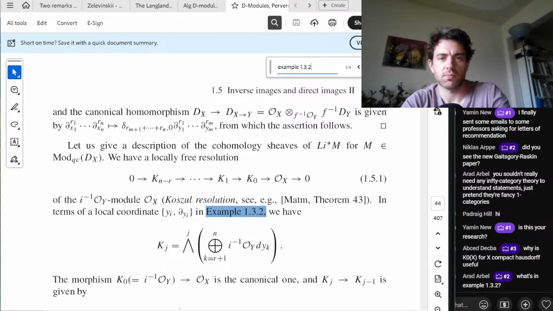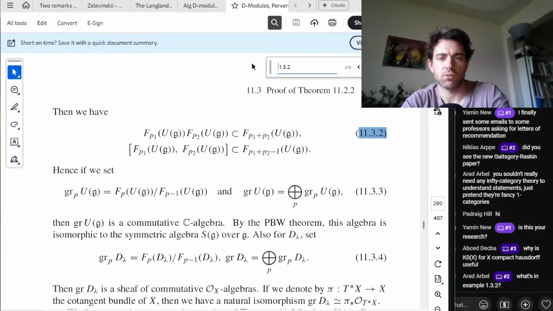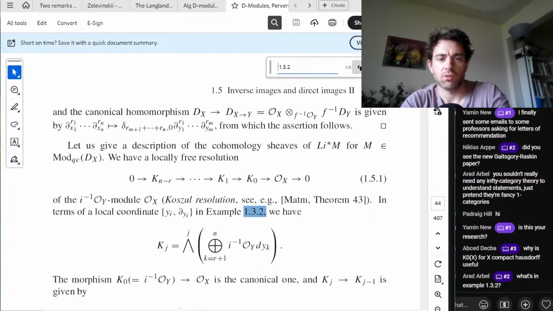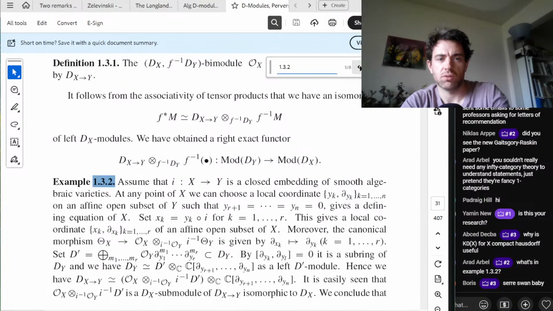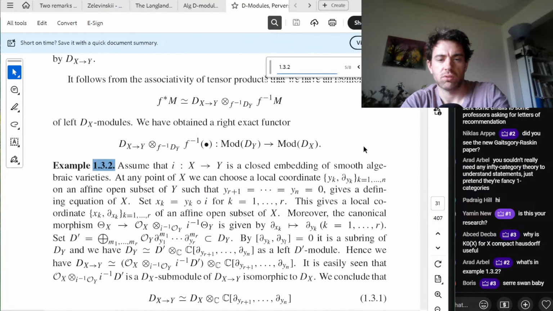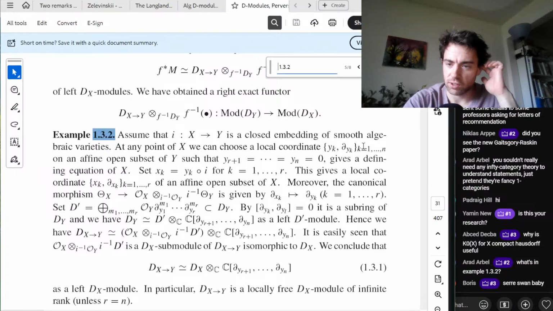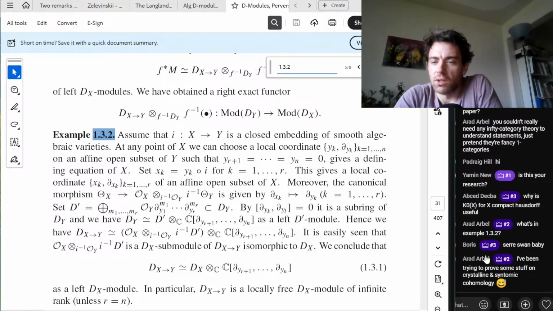That's a good question. 1.3.2. Yeah, this is just the underived version, but yeah. So for your question, why is K naught of compact Hausdorff useful?